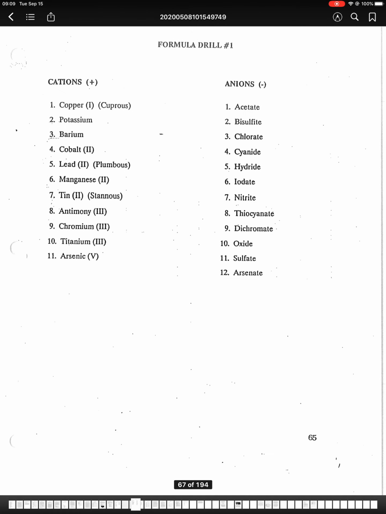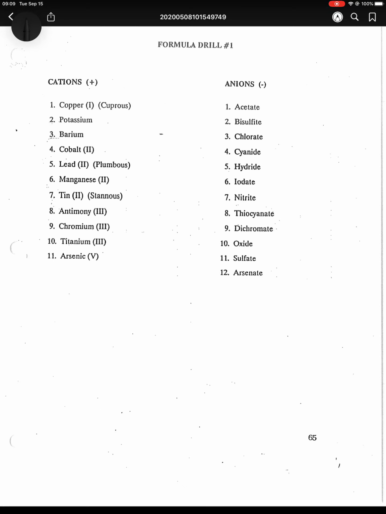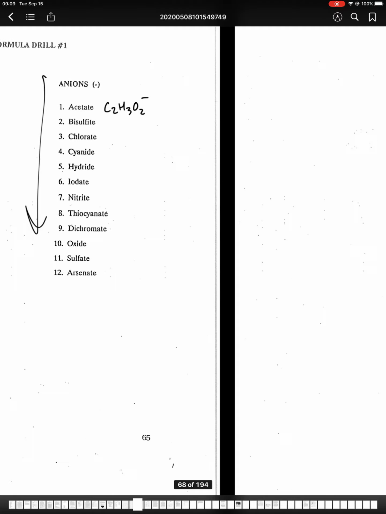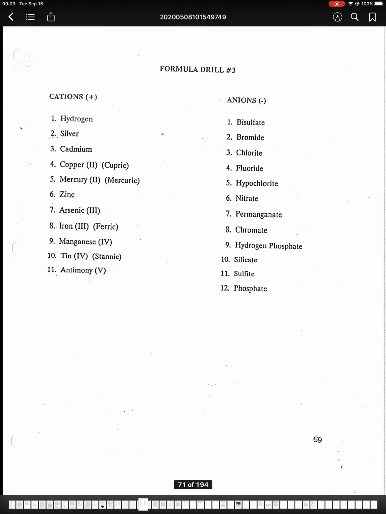I would recommend writing some ions across the bottom, writing some ions across the top. Use these formula drill sheets as a template for that if you want. Put these across the top, put these across the side. Write out the charges, right? You should know that C2H3O2 minus is acetate. And if you don't know that, you're learning it in this lab. So you do that. And when you're comfortable enough having written some formulas, then you can attempt the sheet that you're going to turn in.